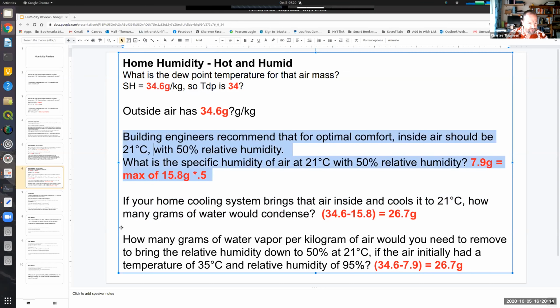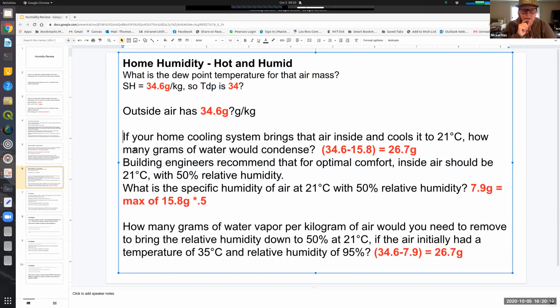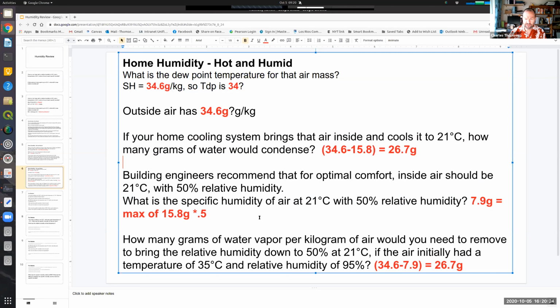Remember I said I put it backwards? It's like that old 1970s poster: I thought I once made a mistake, but then I learned I was wrong. Right. That's how I had the question set up initially in the assignment. The assignment was correct. I wanted to say, what's the outside air? If you bring that outside air in and cool it to 21 Celsius, how many grams of water condense? And then what does perfect air look like? And then if you bring the air from outside that's all sweaty and cool it and make it perfect, how many grams of water condense?